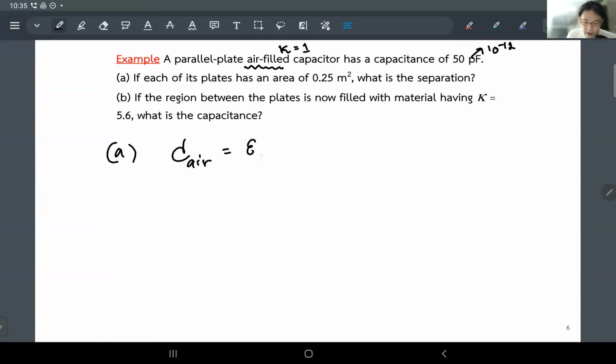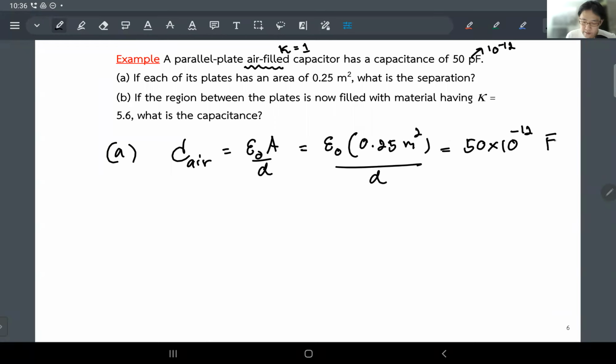Let me call this air. It's just going to be epsilon naught A over D. This is just a direct formula to calculate the capacitance of a parallel plate capacitor. So over here, you just plug in the number epsilon naught, you can look it up. The area 0.25 square meter is already in square meters. Very good. The separation, this is what you want. And they already gave you that the C of this one is 50 picofarad. So from here, you should be able to figure out the D. There you go. So you're done. That's not bad.